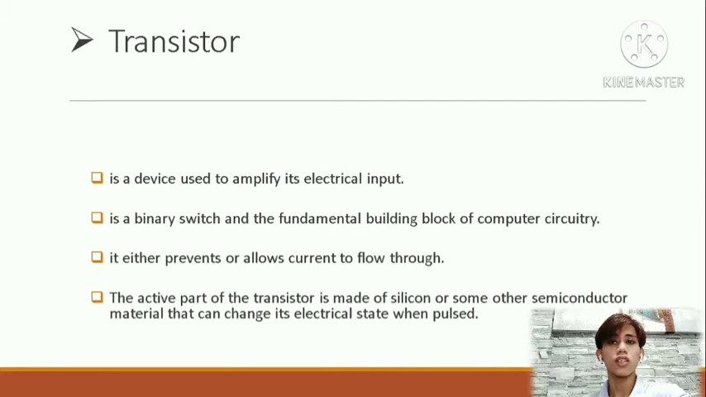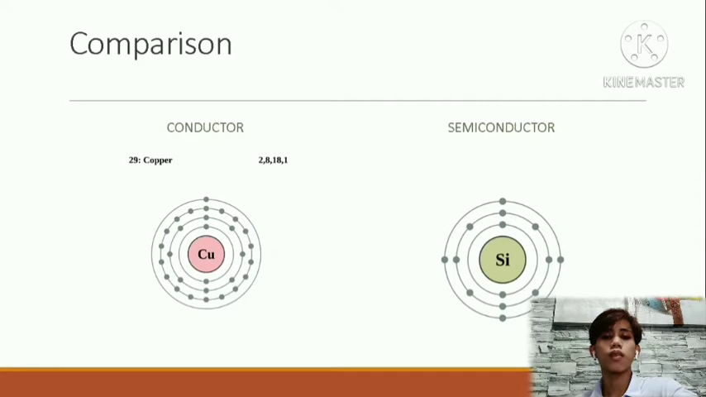pulsed with electricity. The active part of a transistor is made of silicon or some other semiconductor material that can change its electrical state when pulsed. Before I talk about semiconductors, let me differentiate the physiology of a conductor and a semiconductor's atom. Most conductors have just one electron in the valence shell, as seen in the figure, while semiconductors, on the other hand, typically have 4 electrons in their valence shell.